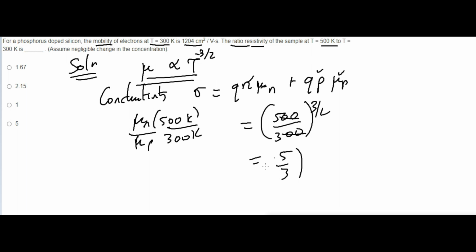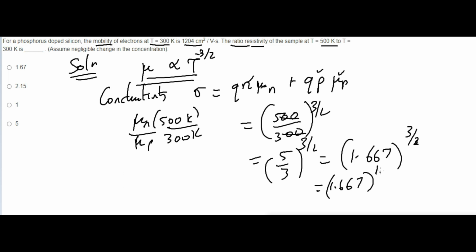So 5 by 3 whole power 3 by 2. If I make 5 by 3, you will get 1.667, and 3 by 2 means 1.5. So that is 1.667 power 1.5, and you automatically get the value of 2.15, the simple answer.